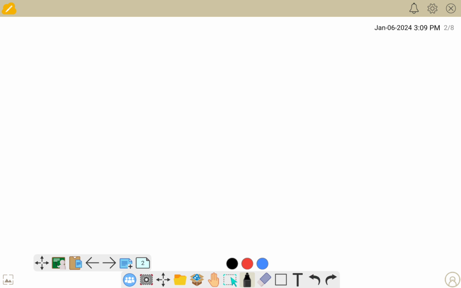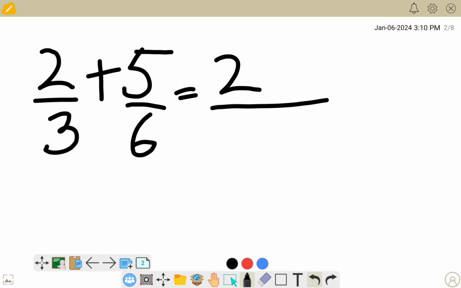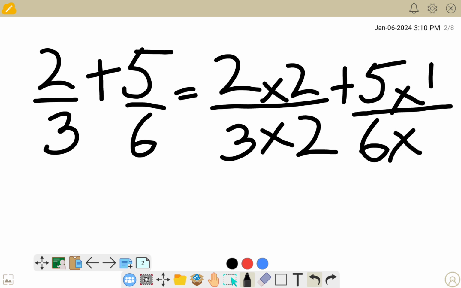Okay, so now let's dive into some examples. Let's suppose we have to add 2 by 3 and 5 by 6. How are we going to add them? First of all, we are going to take the LCM of these two numbers. So what is the LCM of 3 and 6? The LCM of 3 and 6 is 6. So I will multiply 2 by 3 by 2 so that I make the denominator 6. And in the case of 5 by 6, I will multiply it by 1.